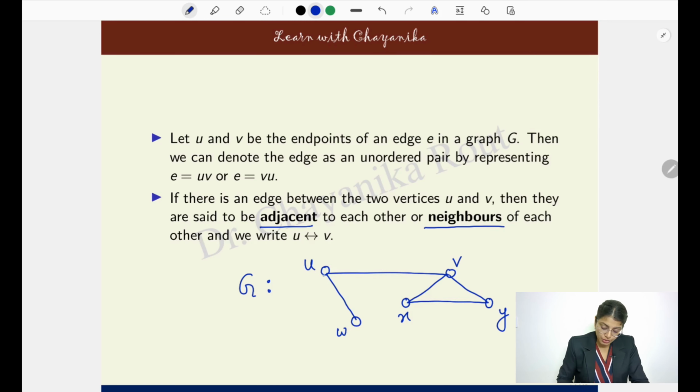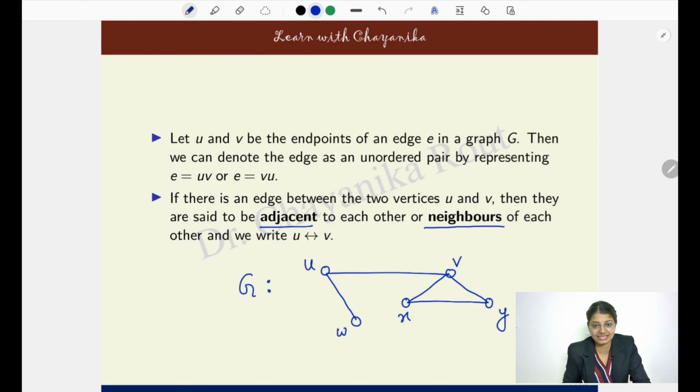Same thing. U will be called a neighbor to those particular vertices with whom you will find a direct edge from U to that vertex. For example, here we can see U and W are joined together by a direct edge. So, U and W will be called neighbors or adjacent vertices. Similarly, U and V are also having a direct edge between them. So, we can say U and V are also neighbors.